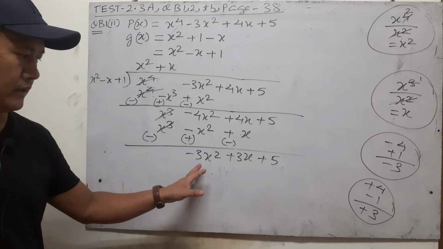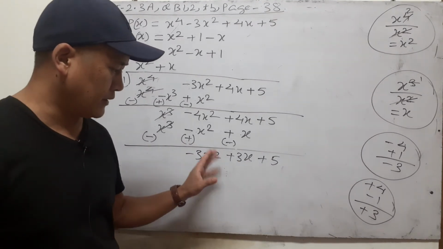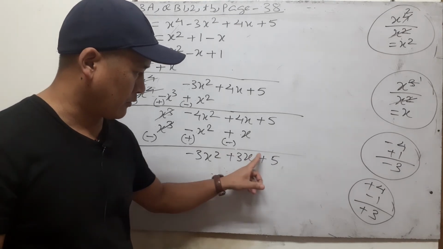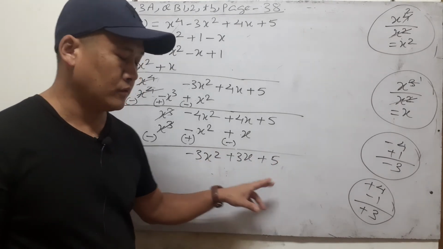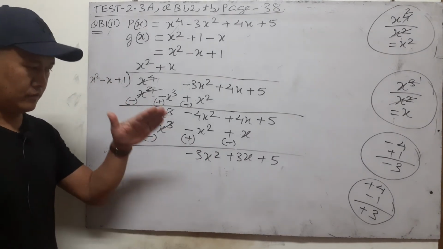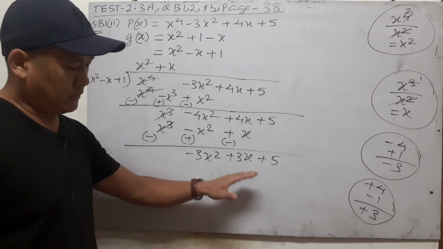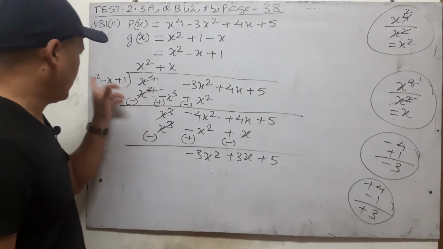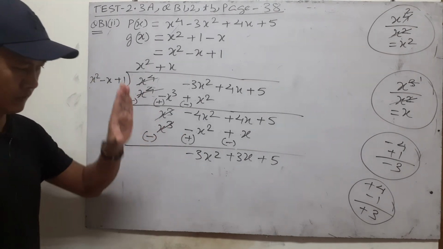Now the degree of this new dividend, the highest power, is x to the power 2; there is x to the power 1 but the highest power is 2. So the degree of the new dividend is 2. The degree of the divisor, as we know, is 2. So they are still equal. Till the degree of the remainder becomes lower than the degree of the divisor, we have to continue dividing.